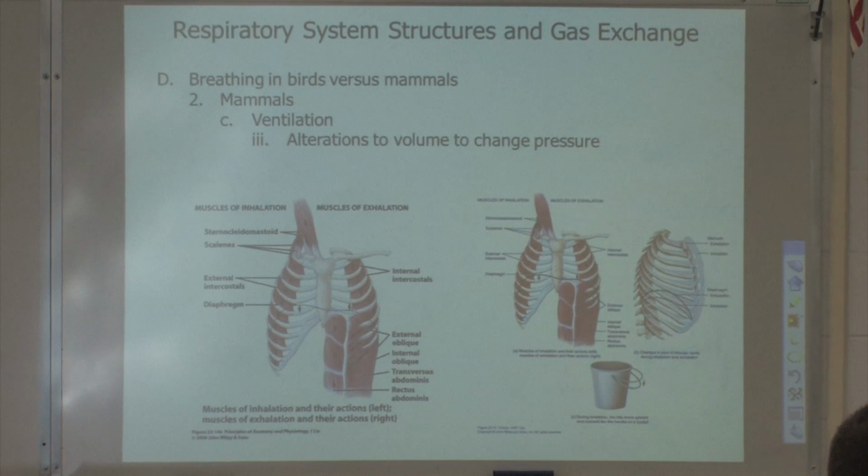Okay, so with exhalation, these muscles relax, and the pressure inside of the alveoli will rise to 761, 762 millimeters of mercury. It doesn't have to be dramatic. Just subtle changes in pressure are enough to allow us to ventilate air. Okay?